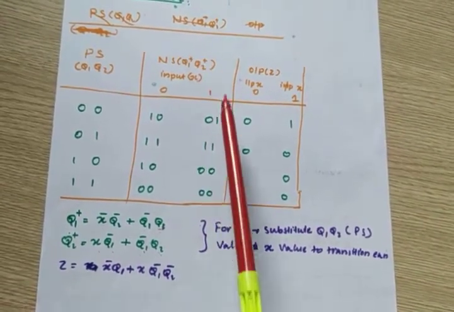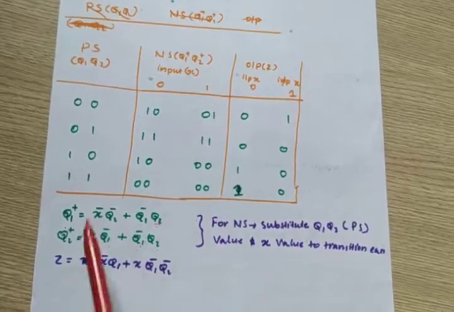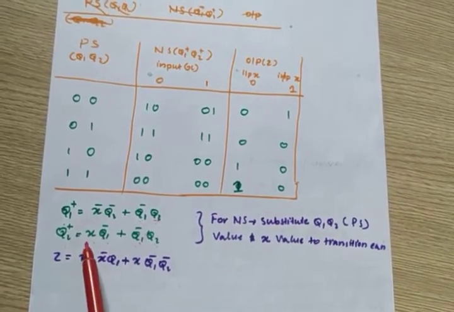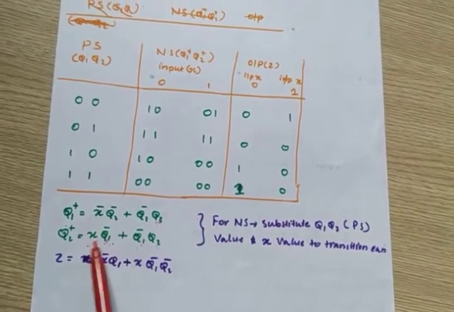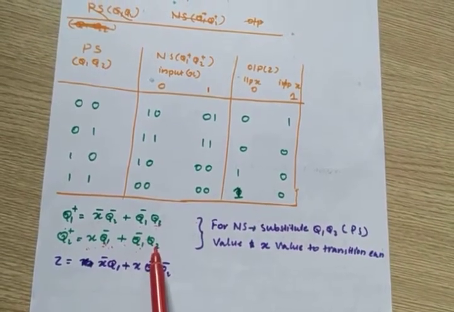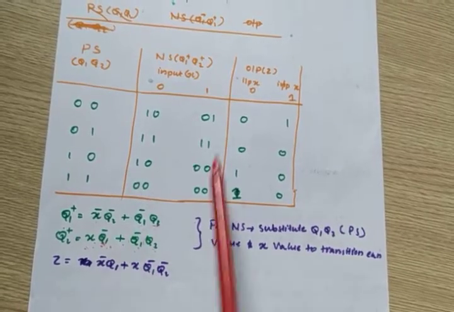What about q2 plus? The next input is 1, consider q2 plus equals x q1 bar plus q1 bar q2. Here x is 1, so 1 into q1 bar, which is 1, gives 1, plus q2 is 0, so this term is 0. 0 plus 1 is 1, so it is 0 1.